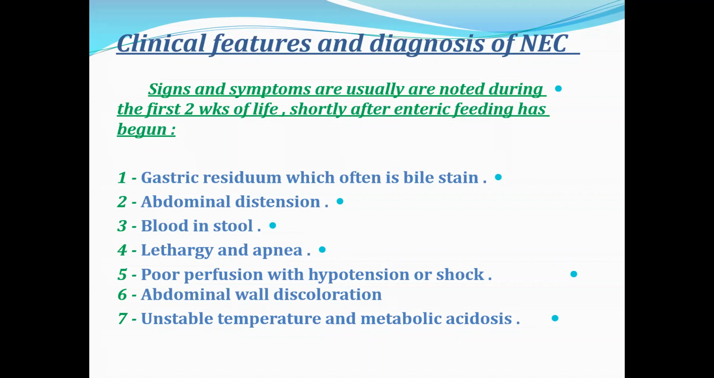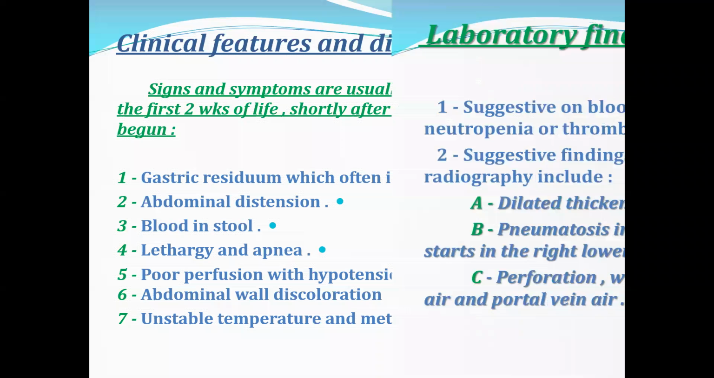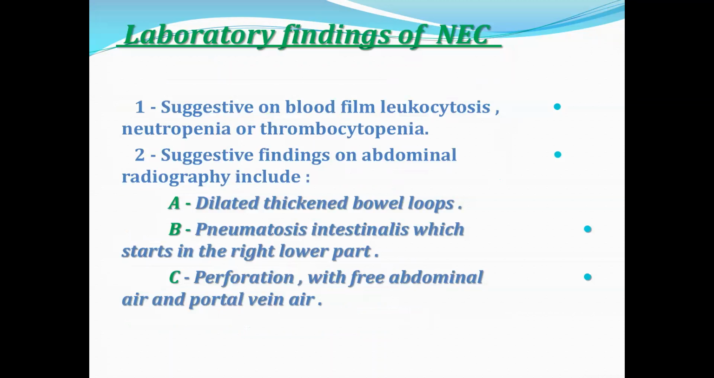Poor perfusion with hypotension or shock, abdominal wall discoloration, and instability of the temperature with metabolic acidosis. Laboratory findings of NEC are, of course, suggestive and not diagnostic: blood film leukocytosis, neutropenia or thrombocytopenia are suggestive.